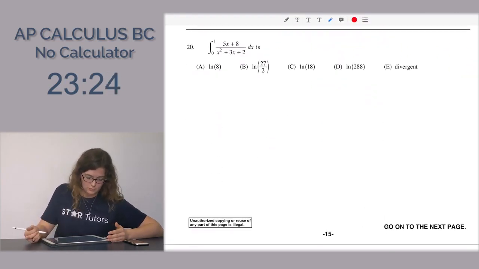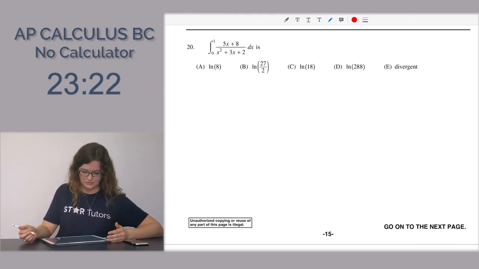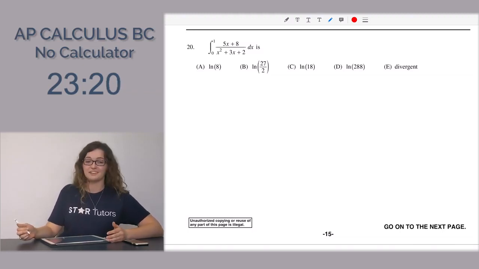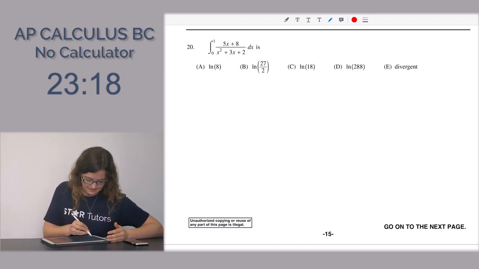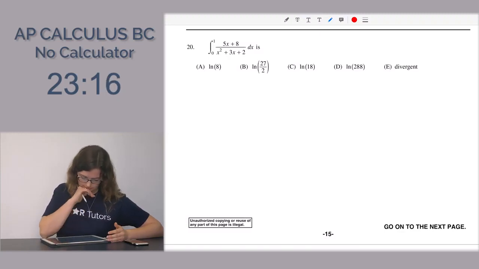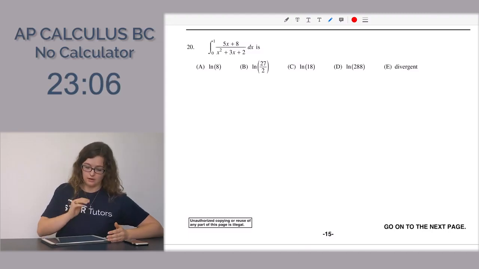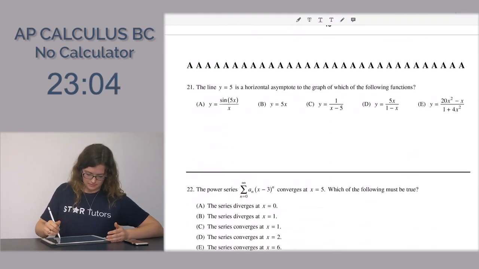Okay, we've got 23 minutes left. We're on question 20, and we still have about 10 questions to go, so we have to go pretty fast still. This question looks like a u-substitution question or maybe a partial fractions integral. Regardless, it looks kind of hard, so I'm going to skip it.